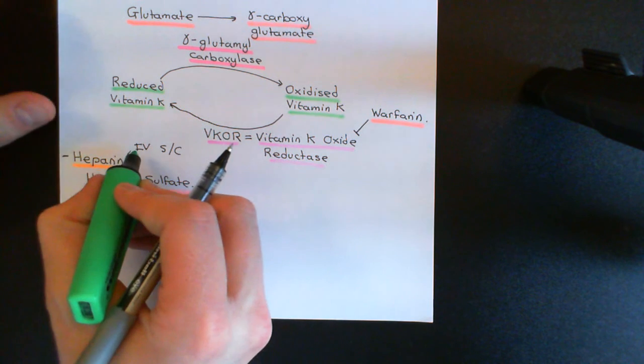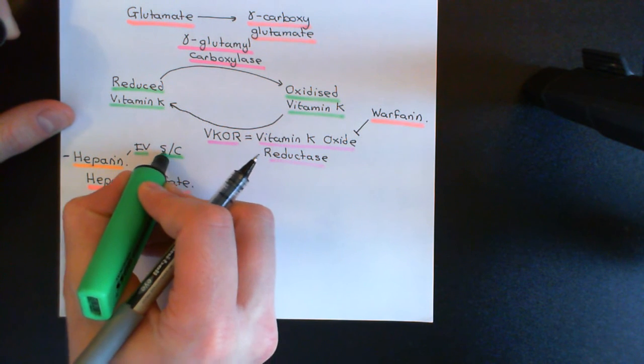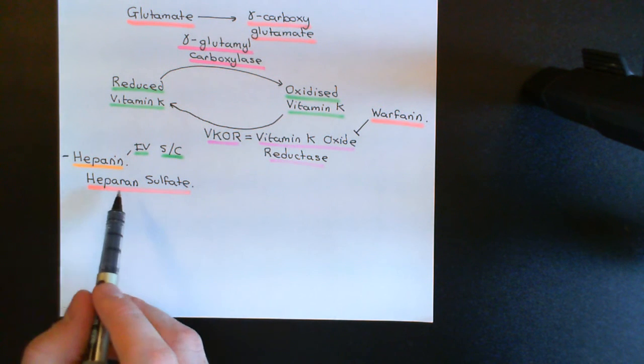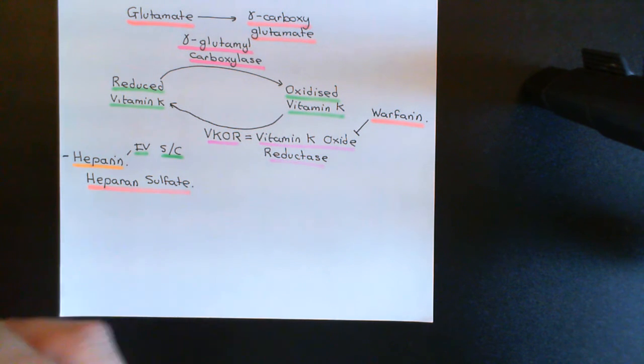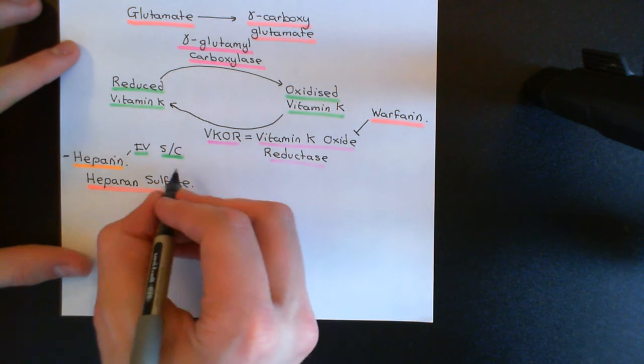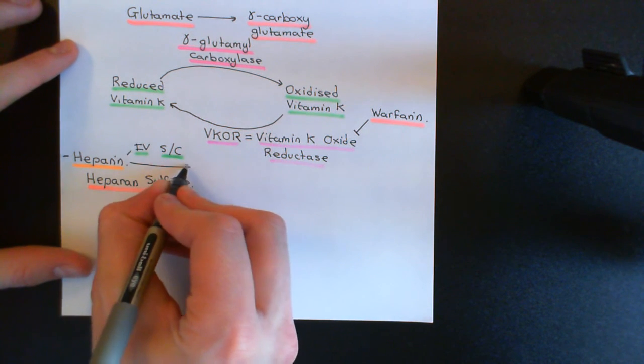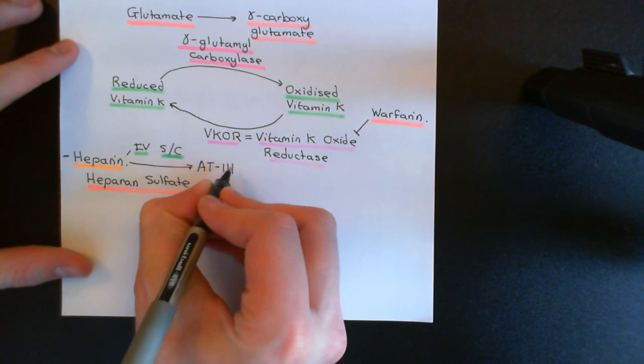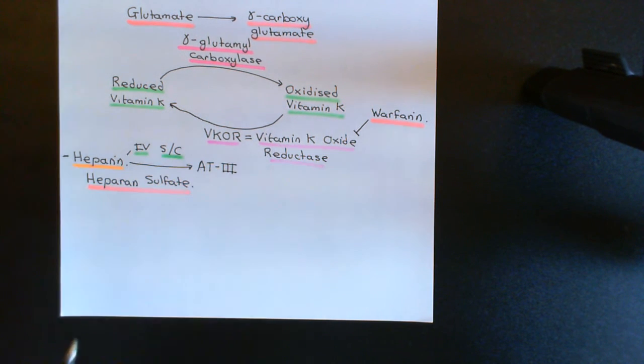It's a huge carbohydrate molecule that will go into the bloodstream, and what it will do is activate antithrombin-3 in exactly the same way as heparan sulfate would on the surface of endothelial cells. So what will now happen is heparin will bind antithrombin-3 molecules that are in the blood. If you don't know what these are, you need to watch the video on hemostasis.